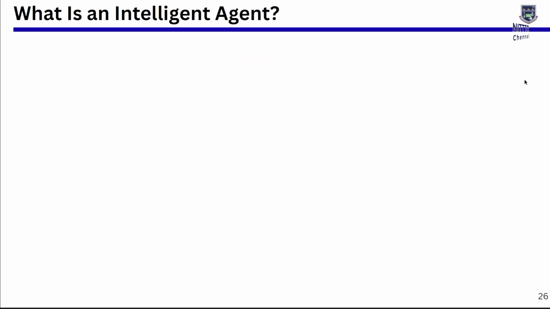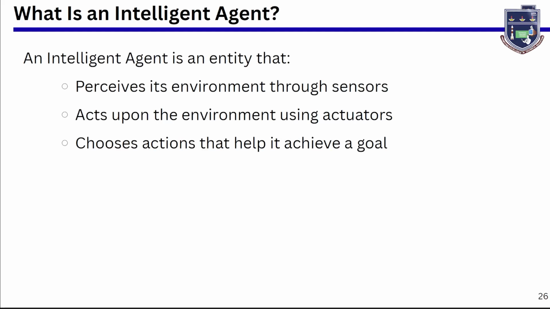So next we'll see about intelligent agent. Okay. So what is intelligent agent? In modern artificial intelligence, we often describe intelligent systems using the concept of intelligent agent. This provides a simple and unified way to understand how AI systems behave.